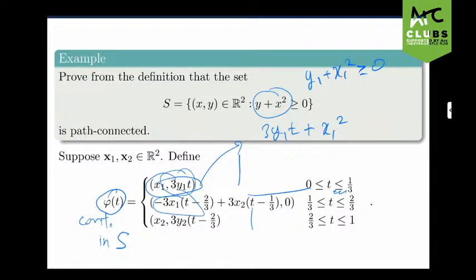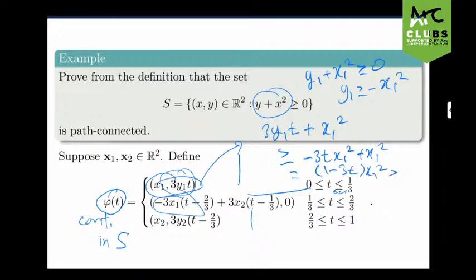Then if I do that over here, for example, y1 is greater than or equal to negative x1 squared. So I can say this is greater than or equal to negative 3t x1 squared, which is of course greater than or equal to 0, because this first function is when t lies between 0 and 1/3, and so 1 minus 3t would be non-negative. And obviously x1 squared is non-negative, and so the product is non-negative.